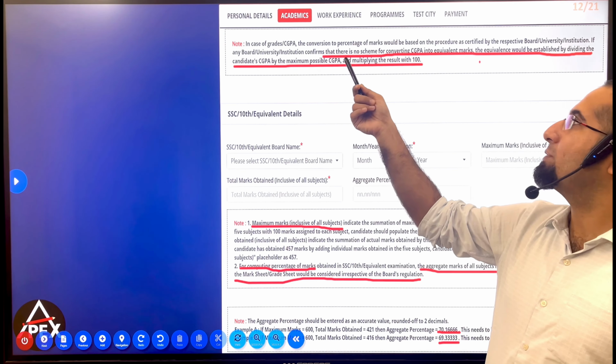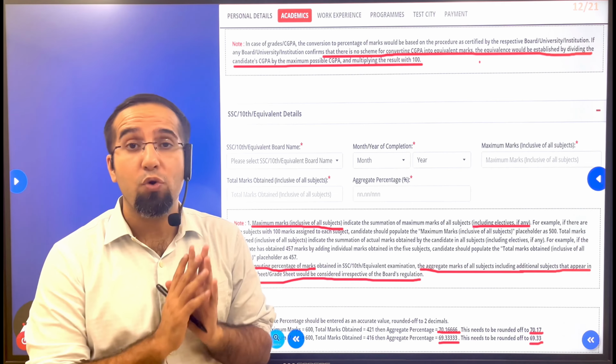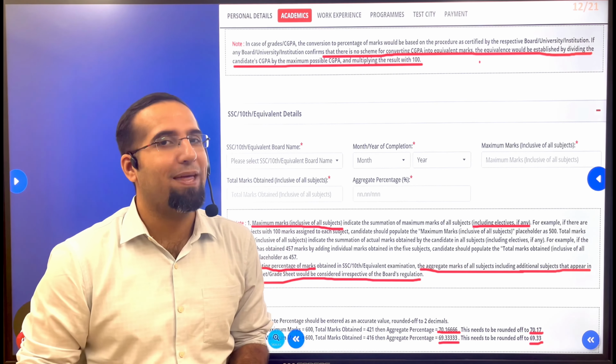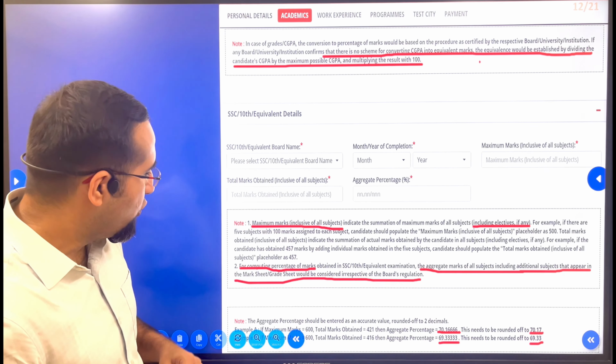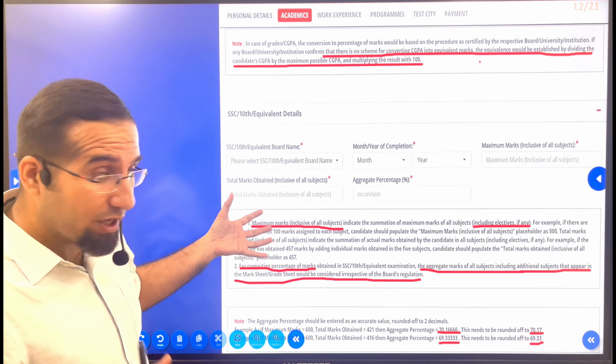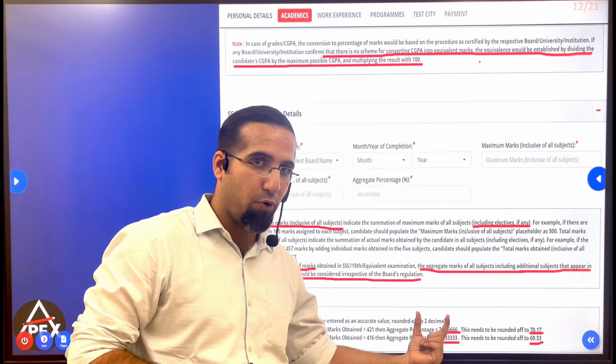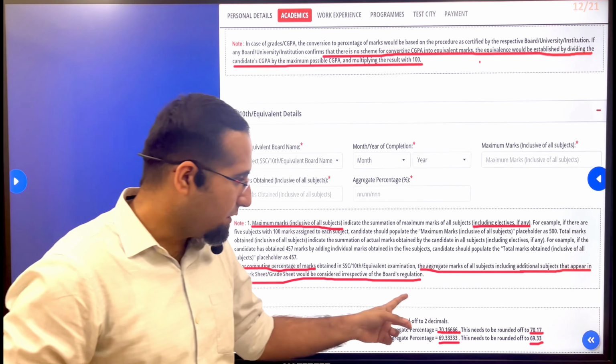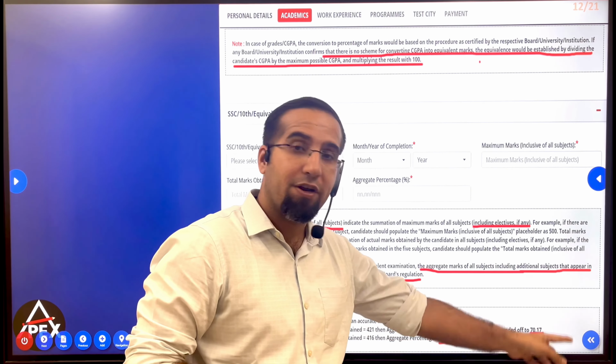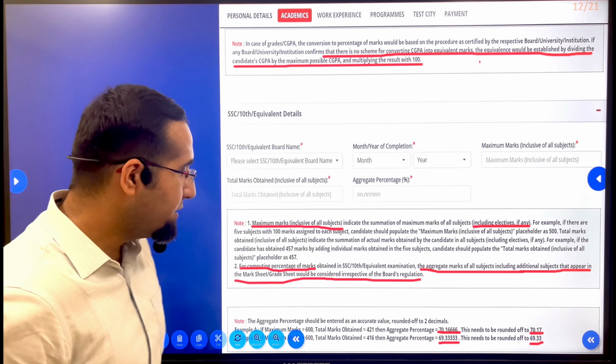But please remember the total maximum marks. Preferably have the certificate in front of you, understand the marking scheme, and then move forward, right? Also one more thing, your aggregate percentage should be rounded off to 2 decimal points, and the example is also given: if you have 70.16, make it 70.17, right?